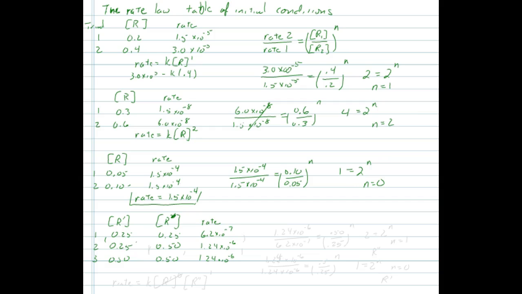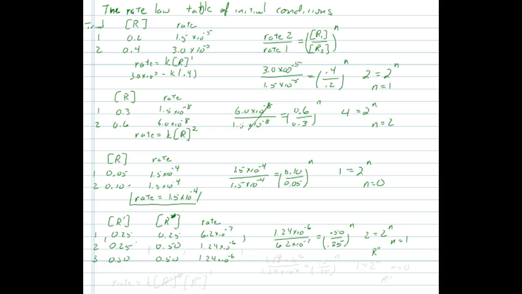So it's 1.24 times 10 to the negative 6 divided by 6.2 times 10 to the negative 7. We're doing trial 1, trial 2, equals 0.50 divided by 0.25 to the n. That is 2 equals 2 to the n. N is 1, first order in R double prime.